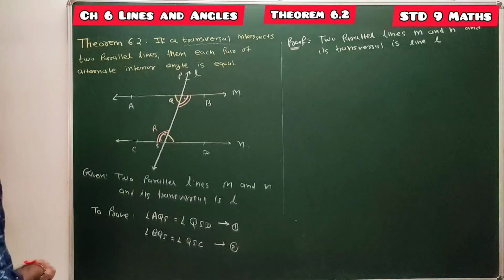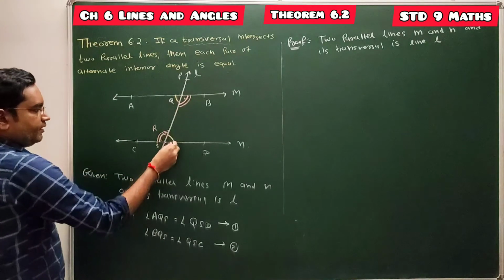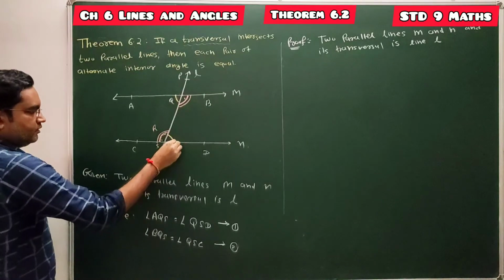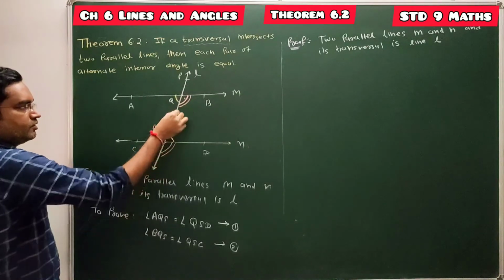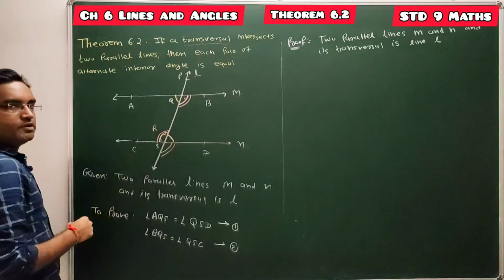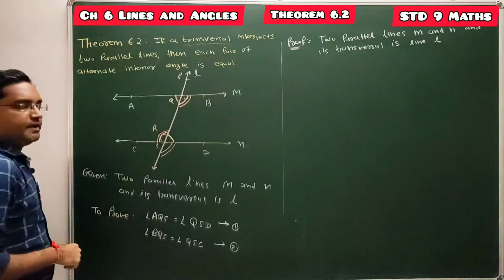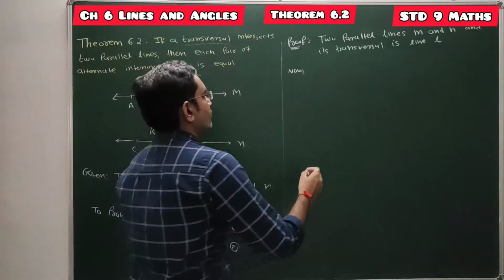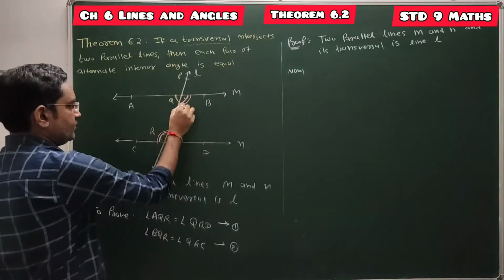So students, here we can say that these two angles, this one and this one, are corresponding angles. So this pair of angles is equal, and these two angles are vertically opposite angles, so these two angles are equal. Alternatively, we can say that these two pairs of angles are equal. Okay, now first, the pair of corresponding angles is these two angles.